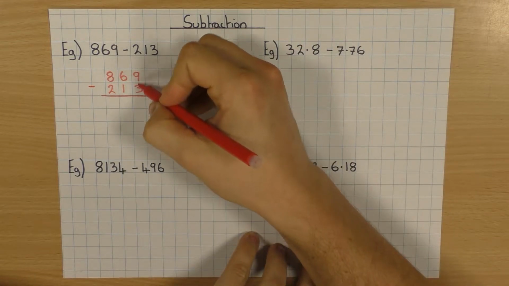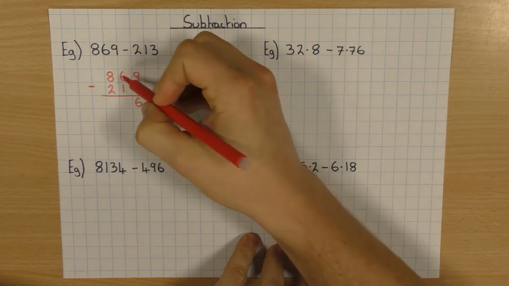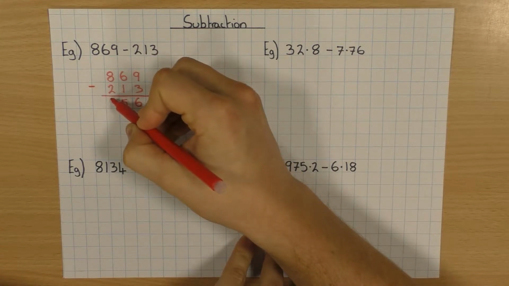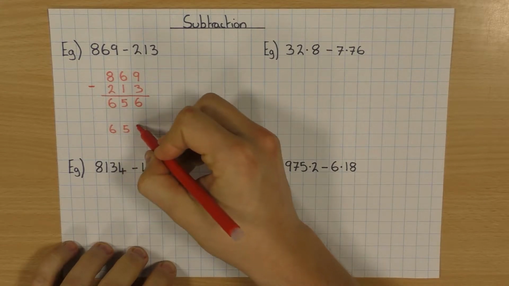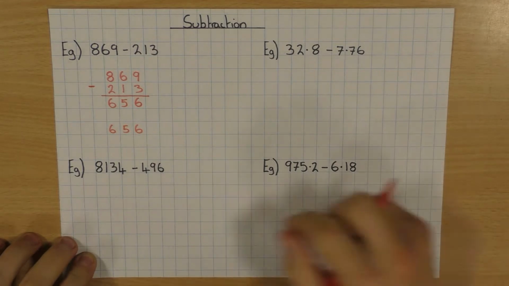And we start from the right hand side. So 9 take away 3 gives me the 6. 6 take away the 1 is the 5. And 8 take away the 2 is the 6. So I have 656 for my answer.